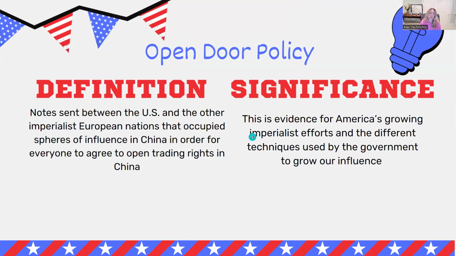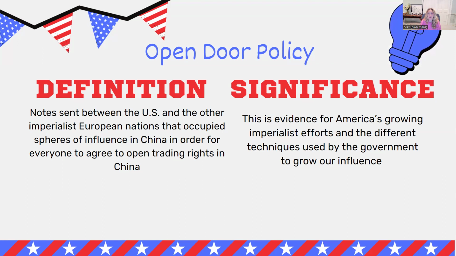Open door policy. These are notes sent between the United States and all the other imperialist European nations that are occupying spheres of influence in China, where like all these nations have like a little zone that they pour money into and build up the industry in that area and reap the benefits out of China. Again, China will have the last laugh because when everyone abandons their section, China has just been industrialized, invested in by all these other countries.